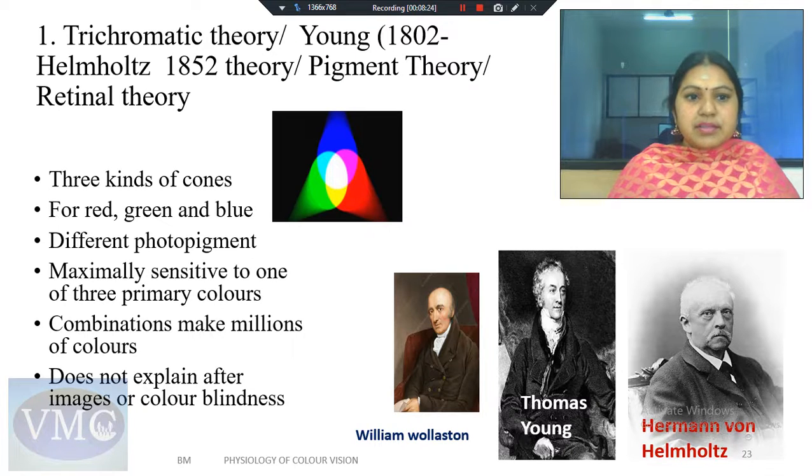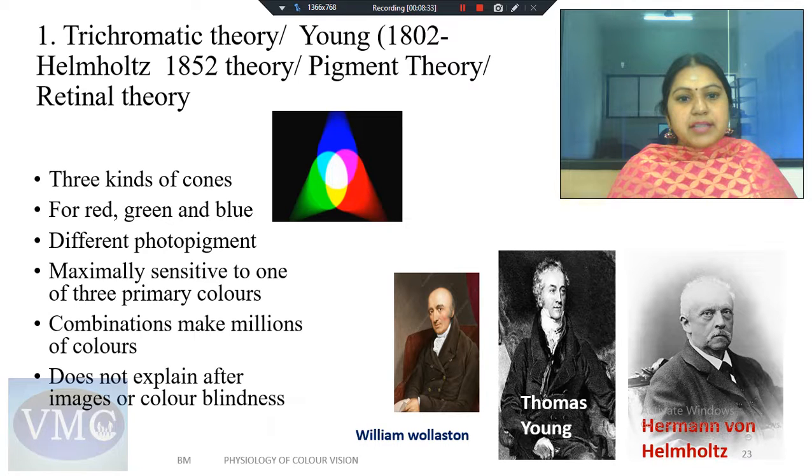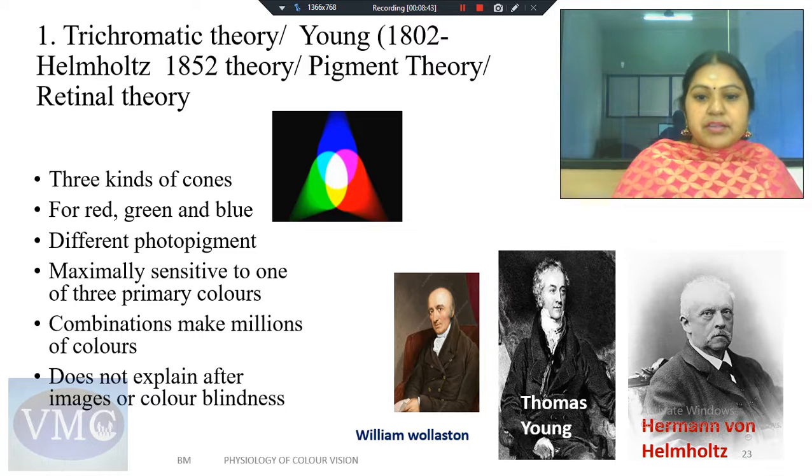What this theory says is that there are 3 kinds of cones for each primary color: red, blue and green. They have different photopigments, each maximally sensitive to one of the 3 primary colors. Combination makes millions of colors. It does not explain afterimages or color blindness. Here you can see the pictures of Thomas Young and Helmholtz.